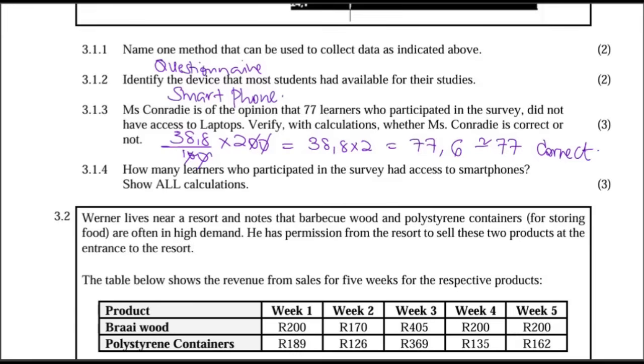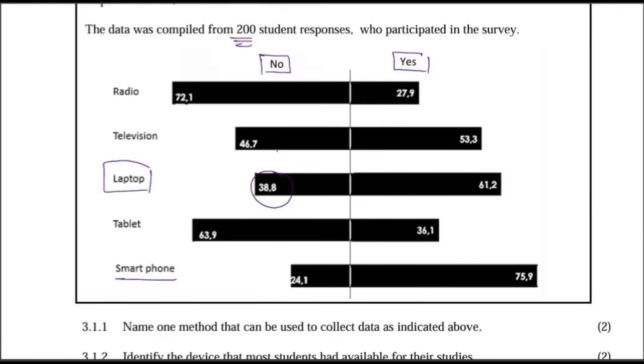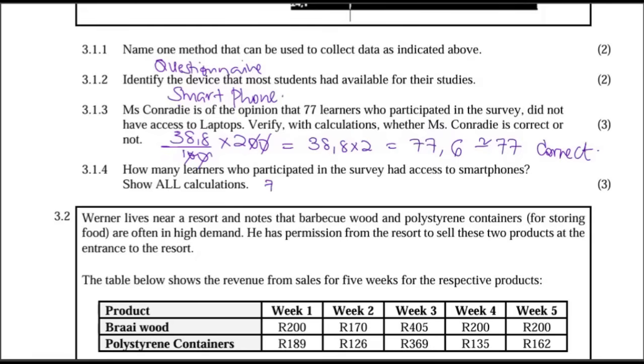Okay, how many learners who participated in the survey had access to smartphones? Show all calculations. We go back to the diagram. Had access to smartphone. Look at the percentage of smartphone, 75,9%. So meaning we are going to say 75,9% times 200. And this brought us to 152 learners. So you can say 151.